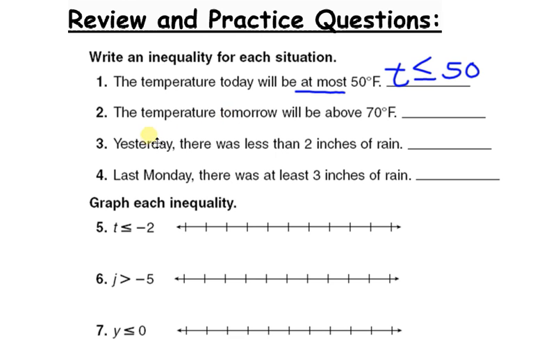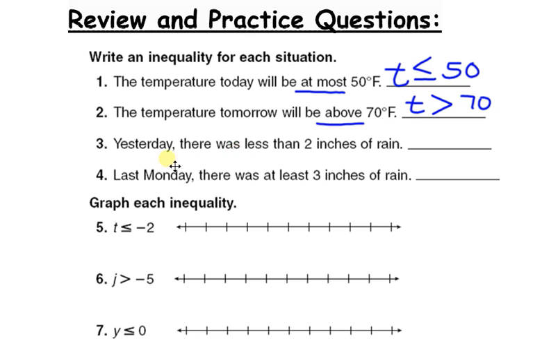Okay? Number 2. The temperature tomorrow will be above 70 degrees. So I'm going to use T for temperature, and 70 is my number. Now, the key word here is above. So the temperature tomorrow, is it going to be greater than 70 degrees or less than 70 degrees? It's going to be above, so it's going to be greater than.